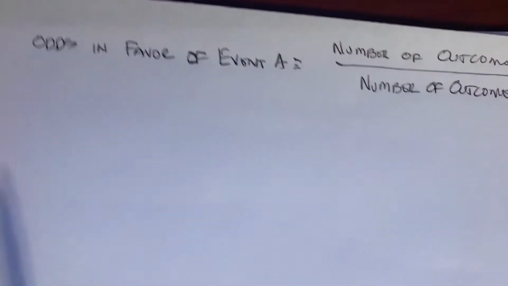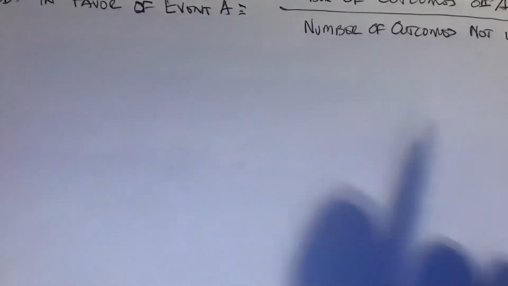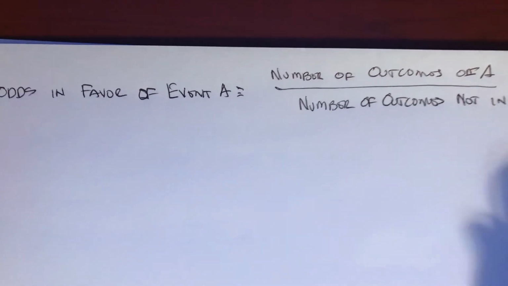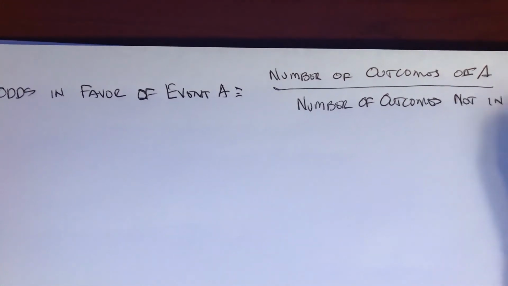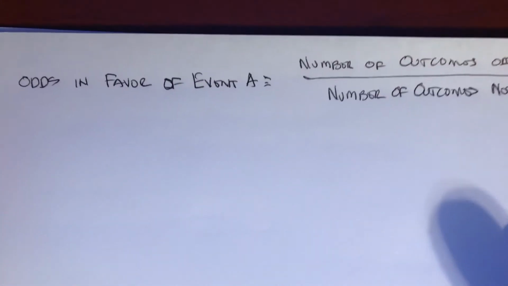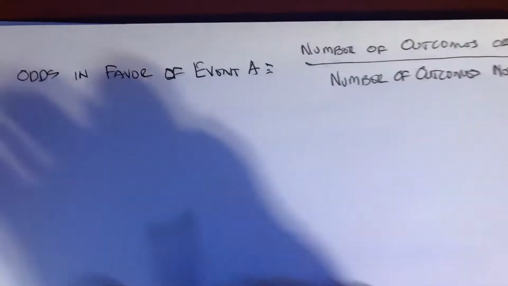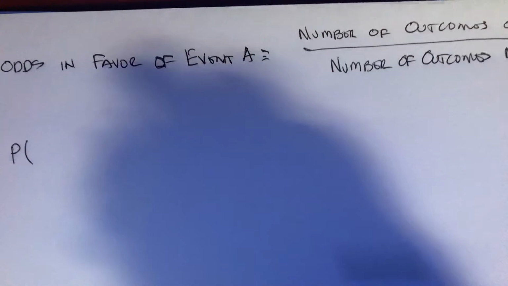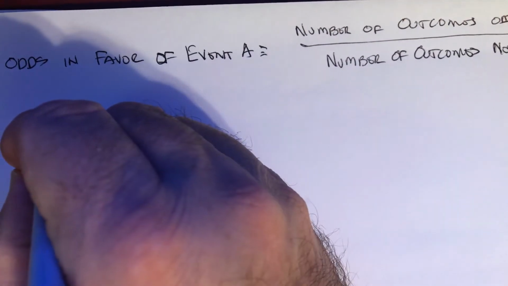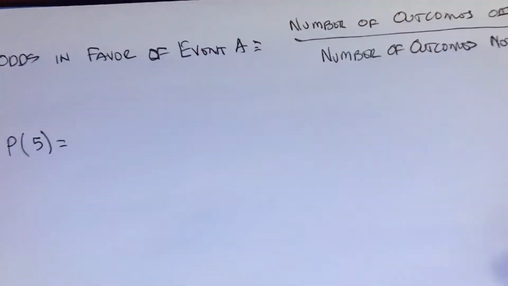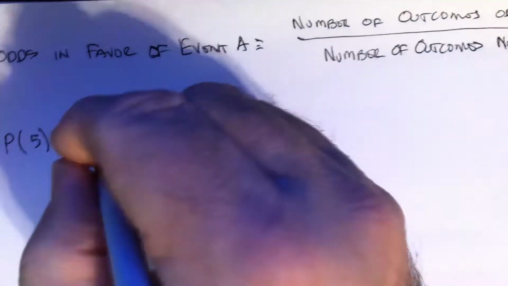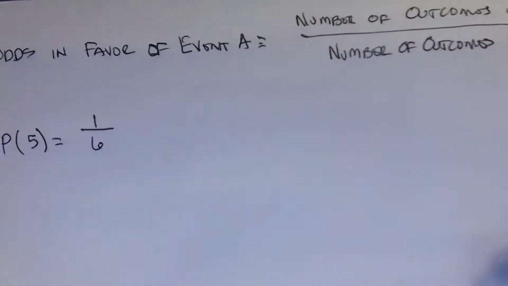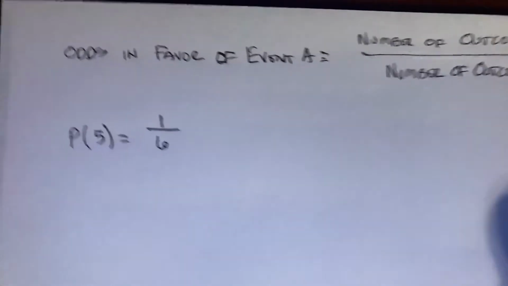So, for example, I want to do a probability and an odds question at the same time. Suppose I'm rolling a standard die. It's got 6 sides with dots representing numbers. 1 dot represents 1, 2 dots represents 2, and so forth. So we got 6 sides, 1 through 6. What is the probability that when you roll a die, you get a 5? Well, there's only 1 five out of 6 total. That's 1/6.